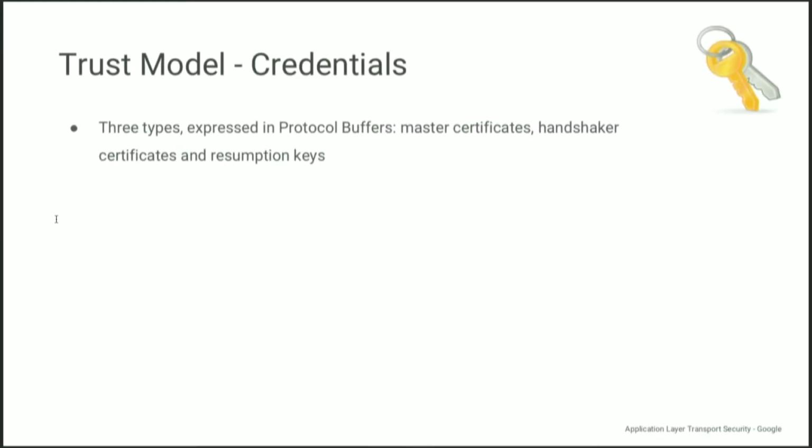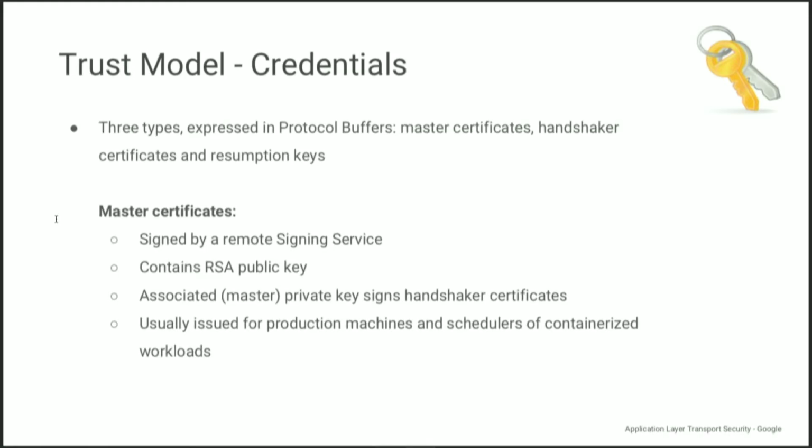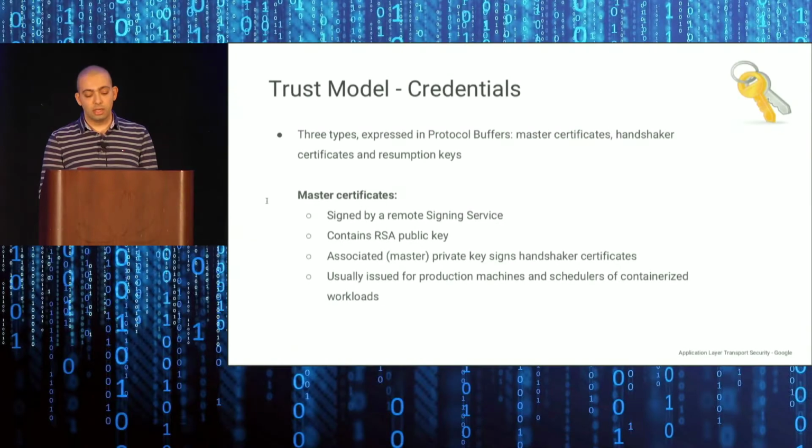There are three types of credentials in ALTS. They're all expressed in protocol buffers, and these are master certificates, handshaker certificates, and resumption keys. Master certificates are signed by a remote signing service, which is the root of trust. They contain RSA keys, and the associated private key of these master certificates is used to sign handshaker certificates, which are the second type of certificates.